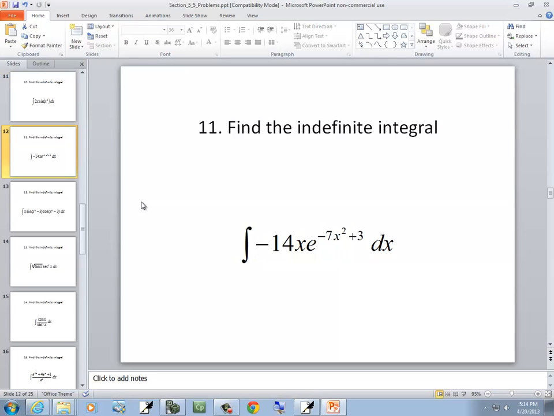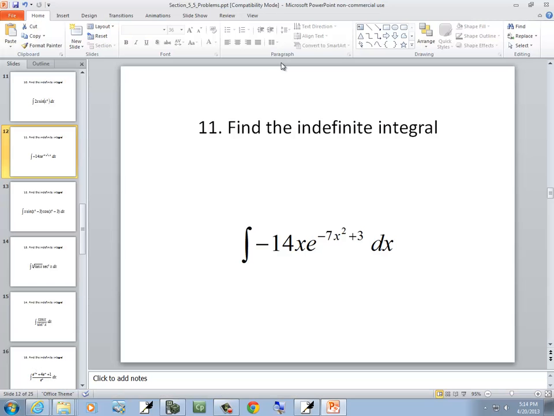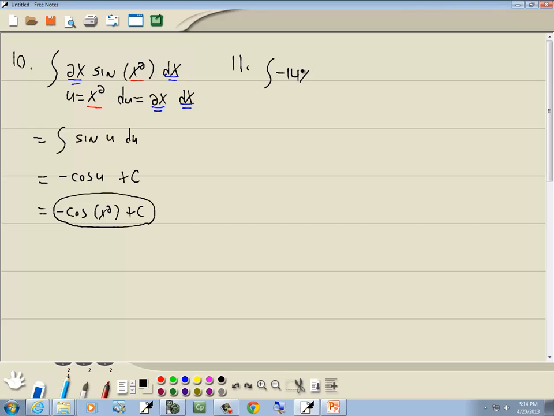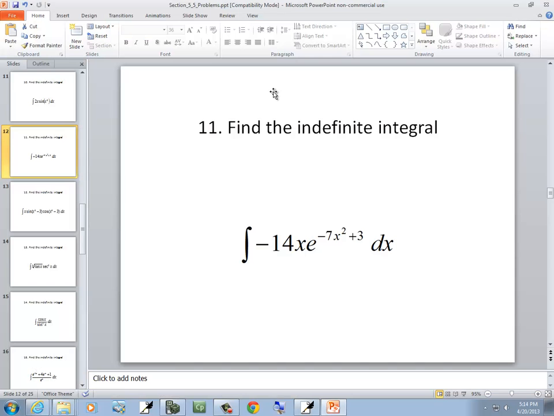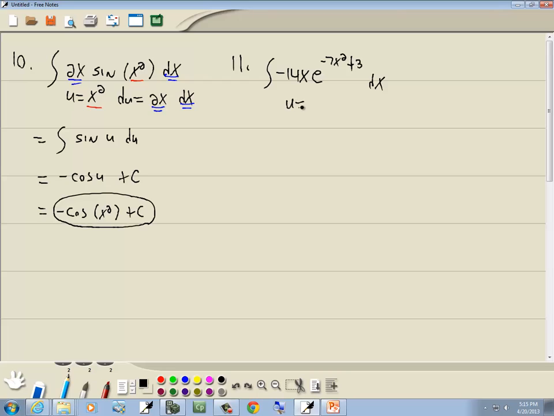Okay, let's look at this one. Got the integral of negative 14x e to the negative 7x squared plus 3 dx. E to a power. That's our fifth one here. See how we have the integral of e to the u? So if you have e to a power, you try to let the power equal u. So our exponent, we're going to have u is equal to negative 7x squared plus 3.